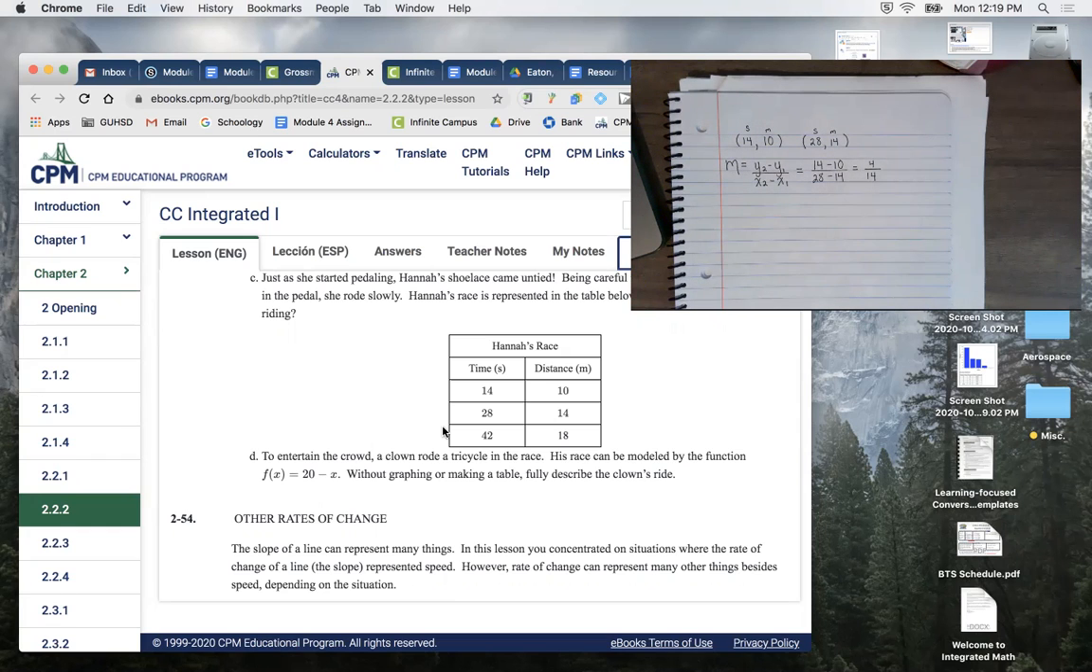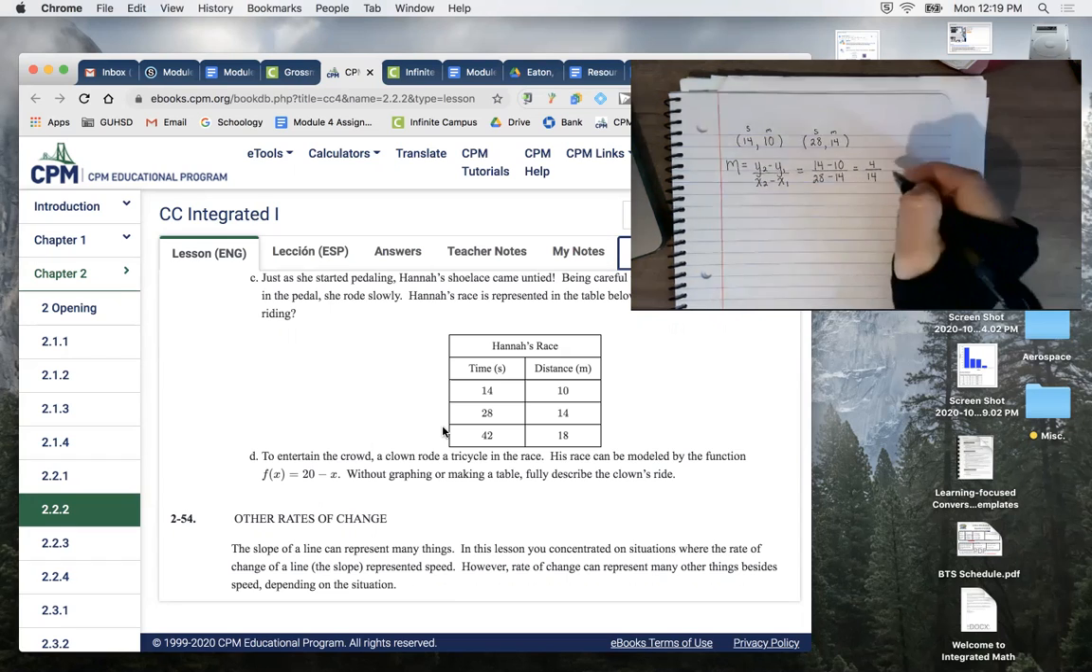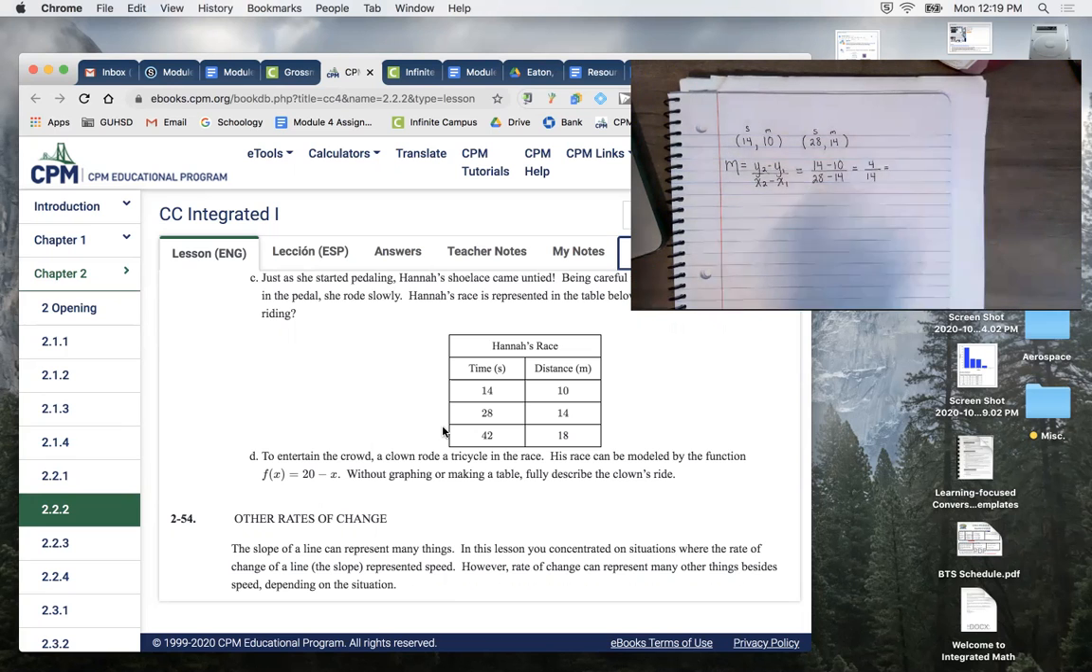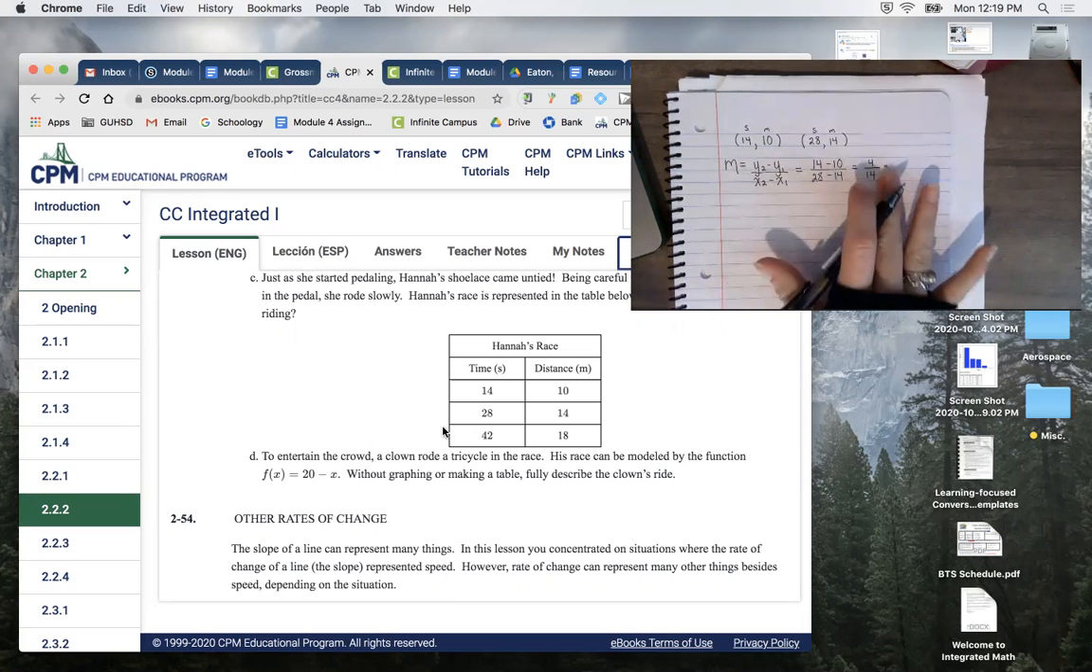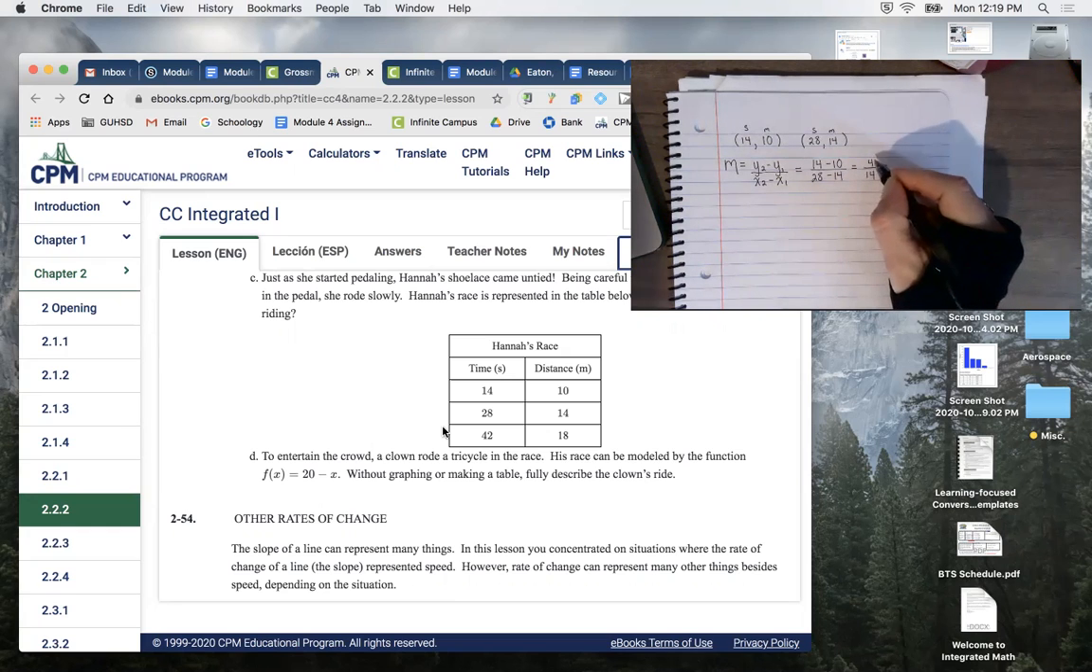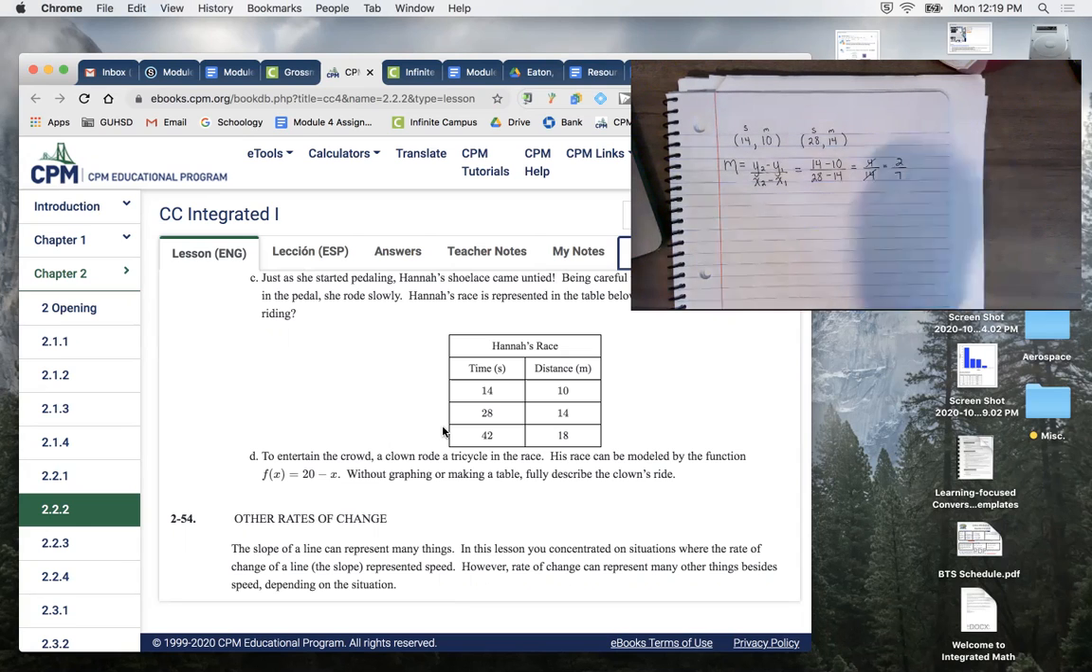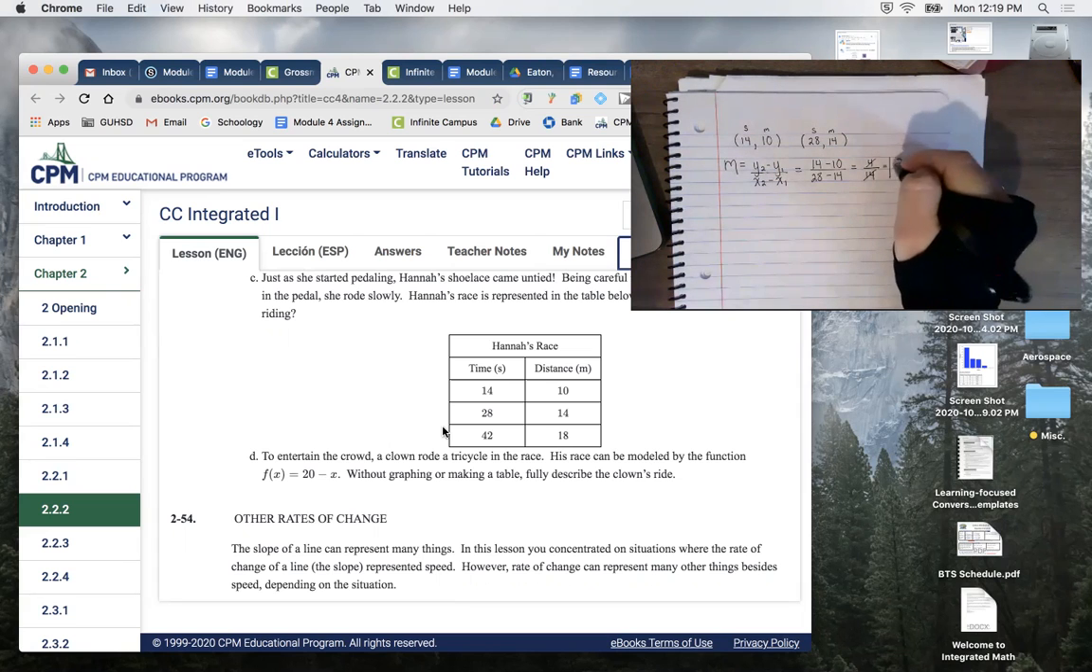So on here, we do have to reduce this. We ask ourselves what number goes into both 4 and 14. Well, 2 can go into both of them. So I'm going to reduce this so that we can see the actual rate reduced. 2 goes into 4 2 times. And 2 goes into 14 7 times. Our rate of change is 2 over 7.